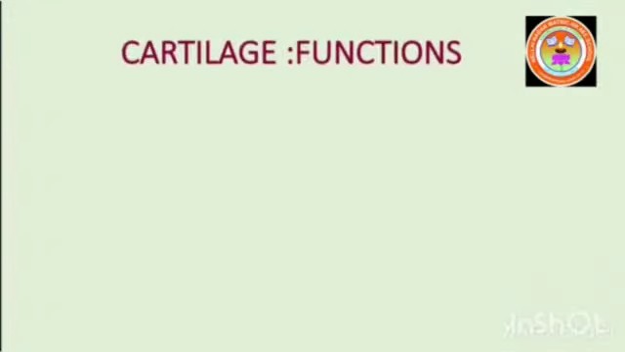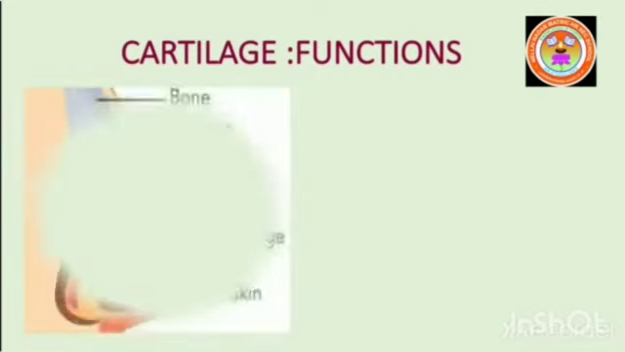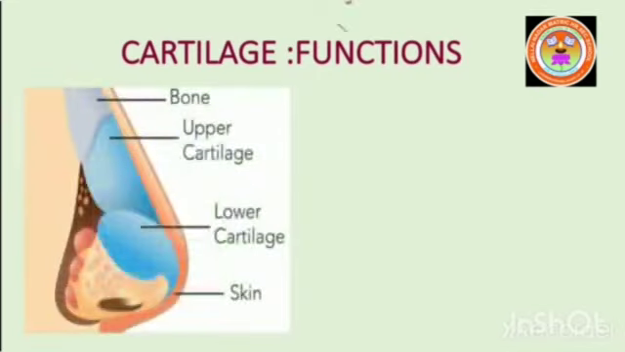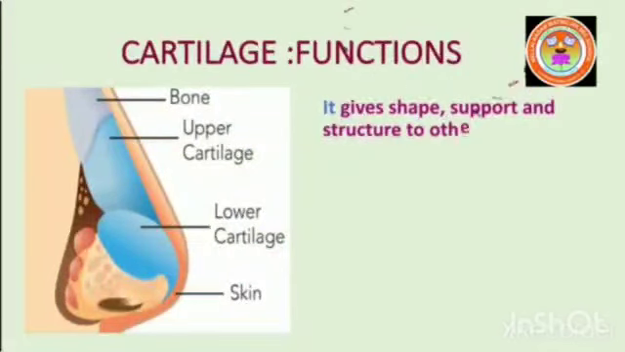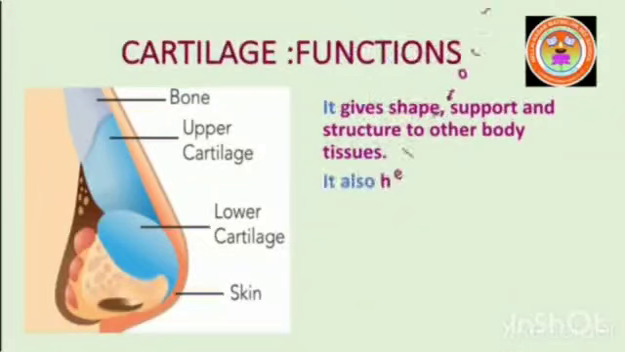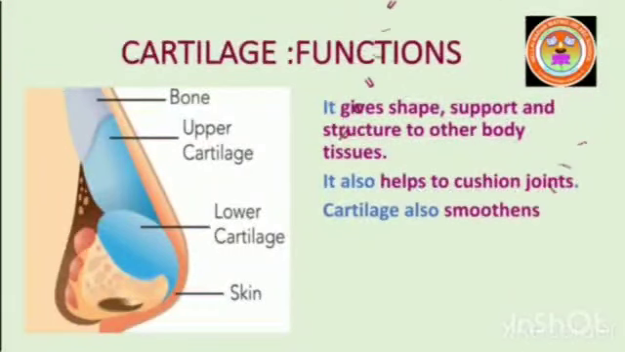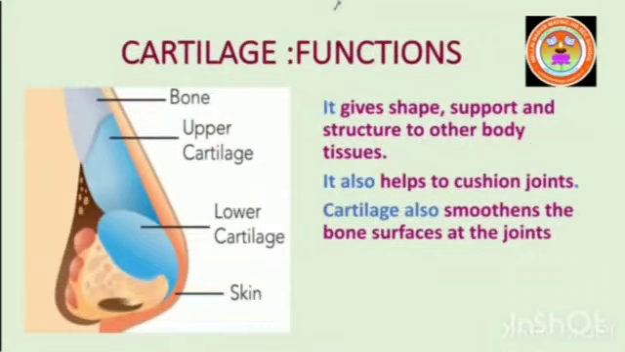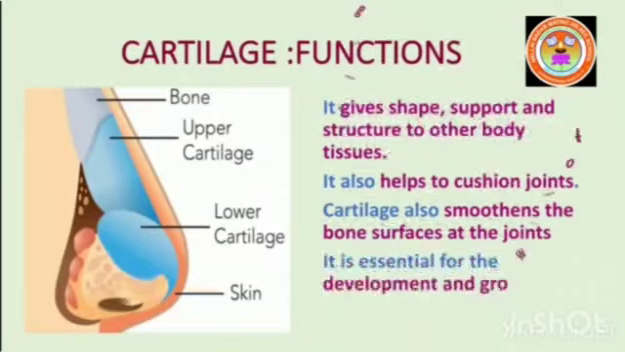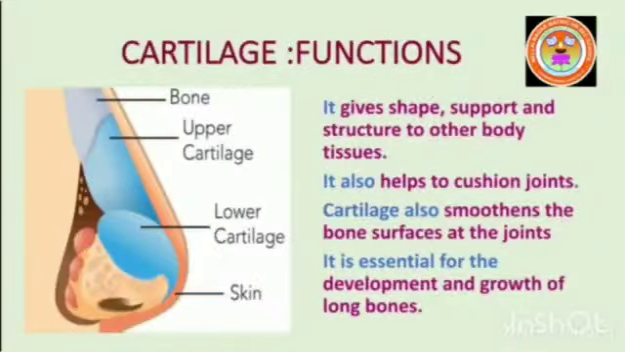Now, let us see the functions of cartilage. It gives shape, support and structure to other body tissue. It also helps to cushion joints. Cartilage also smoothens the bone surface at the joint. It is essential for the development and growth of long bones.